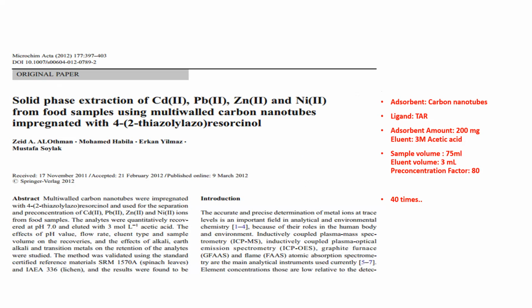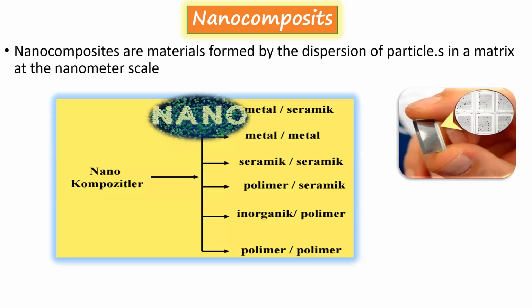Another example is the usage of carbon nanotubes for solid phase extraction of cadmium, lead, zinc, and nickel ions from food samples by using impregnation procedures with a ligand, which is called 4-(2-thiazolylazo)resorcinol. We can easily get quantitative results for our analytes by using only 300 milligrams of adsorbent. Then we can apply these procedures for the preconcentration and separation of these ions from food samples, including spinach leaves and other food samples.